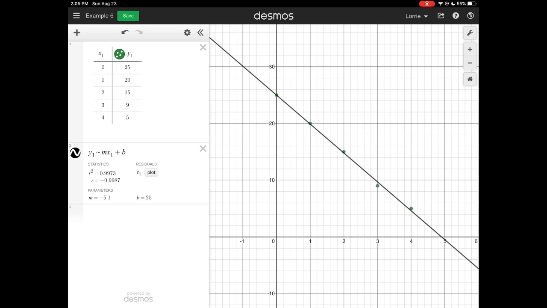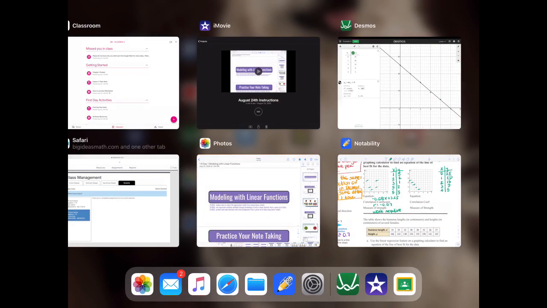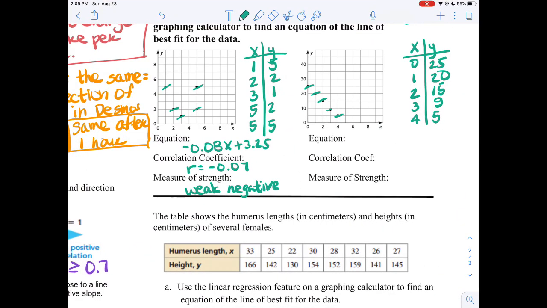Notice our slope and our intercept, negative 5.1 and 25. So we can write our equation using those numbers, and we can say that y is equal to negative 5.1x plus 25. So we intersect right around 25. Our correlation was that really big, close to negative 1 number of 0.9987. And so we have a very strong relationship here, a strong negative.